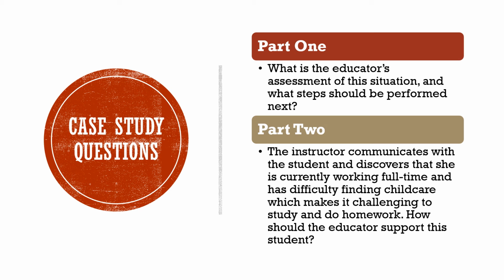A novice educator is teaching a fully online accelerated mental health and nursing course. Upon providing student feedback on their third weekly discussion post, the instructor notices a student who has not participated in any of the discussions. The student has not reached out to the instructor or communicated in any fashion since the beginning of the semester. The student is still currently enrolled in the course. Part 1. What is the educator's assessment of the situation and what steps should be performed next?